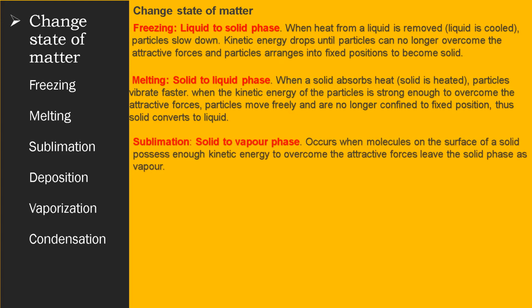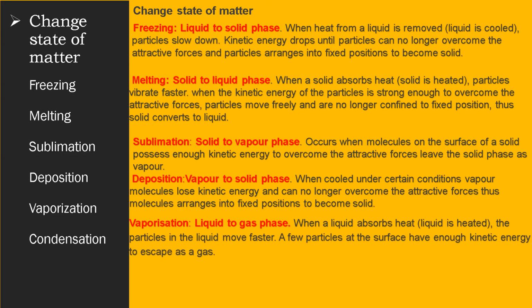Sublimation, solid to vapor phase, occurs when molecules on the surface of a solid possess enough kinetic energy to overcome the attractive forces and leave the solid phase as a vapor. Deposition, that means vapor to solid phase. When cooled under certain conditions, vapor molecules lose kinetic energy and can no longer overcome the attractive forces. Thus, molecules arrange into fixed positions to become solid.